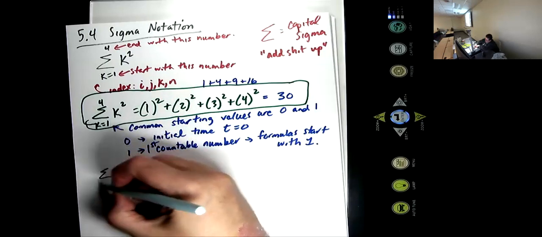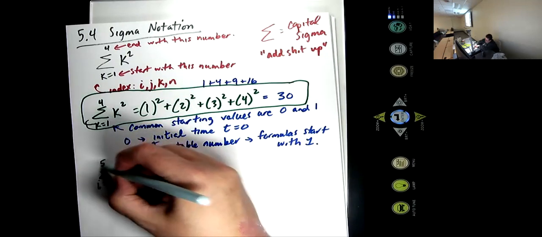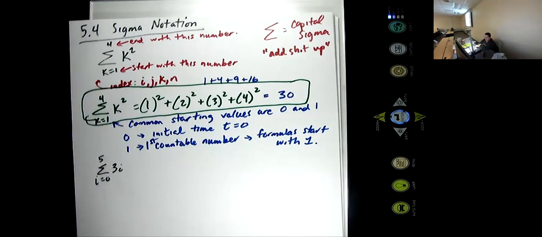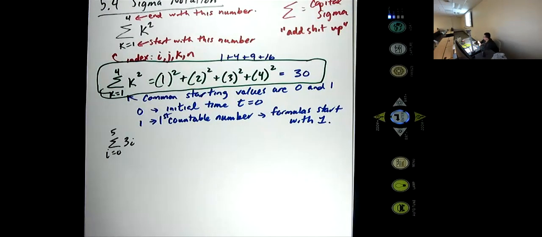Let's start with i equals 0 to 5 and do 3i. Why don't you guys go ahead and do that one? This is pretty straightforward.